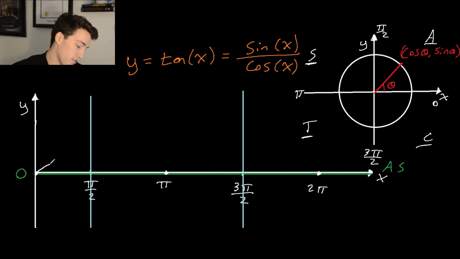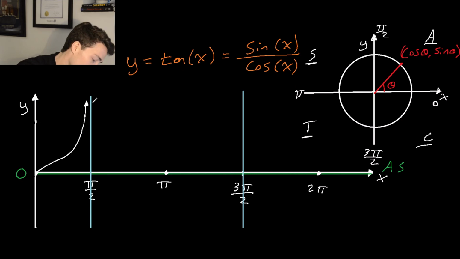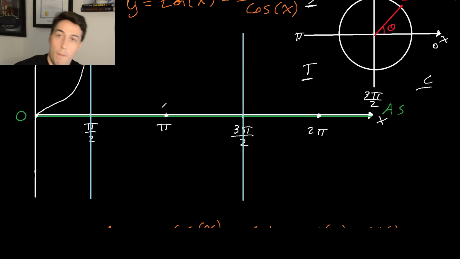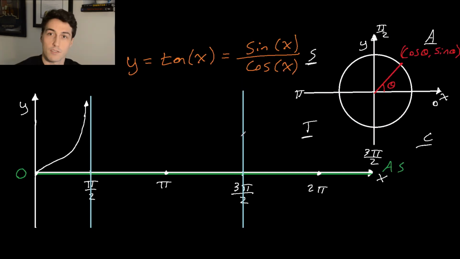So we know the tangent graph is going to pass through this point 0 here, and then it's going to get very close to but never touch this vertical asymptote. So that's one part of the tan graph. So next we have from pi over 2 to 3 pi over 2.